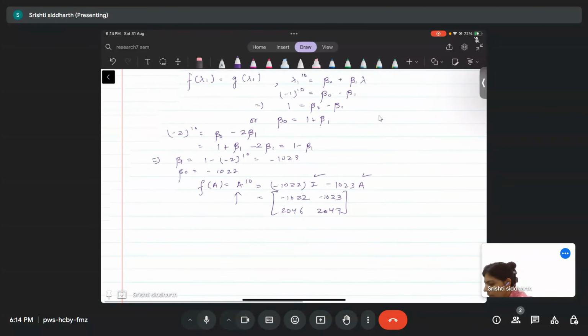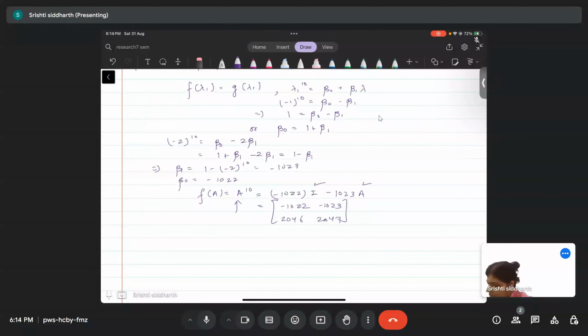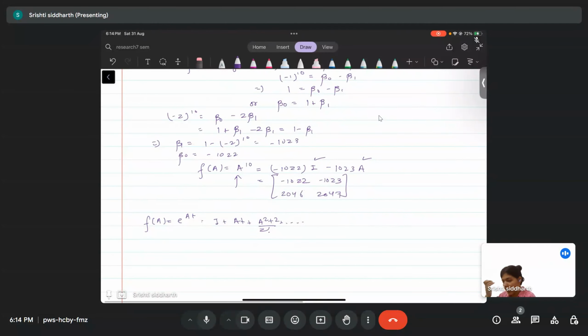So now we have calculated the general function f of A. This means if f of A is the state transition matrix, or e to the power At, you already know what this is, right? I plus At plus A squared t squared over 2 factorial and so on. So now we need to find f of A using this function evaluation approach. We need to find out what g of A is.